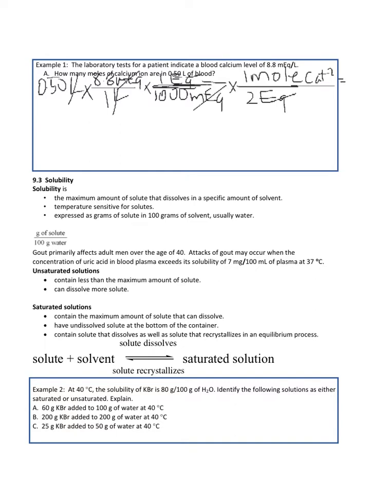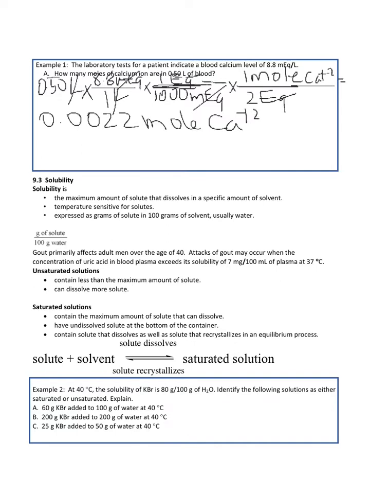Let's put this into our calculators here. Okay, so we have a half a liter times 8.8 should get us 4.4 milliequivalents. Divide that by 1,000 to get to equivalents. That gets us to 0.0044. And then 1 mole of calcium has 2 equivalents. So if we divide by 2, we should get 0.0022. 0.0022 moles of calcium ion in that half a liter of blood.